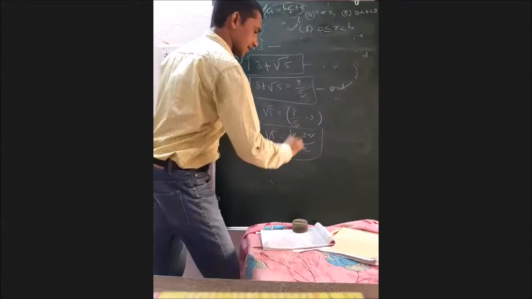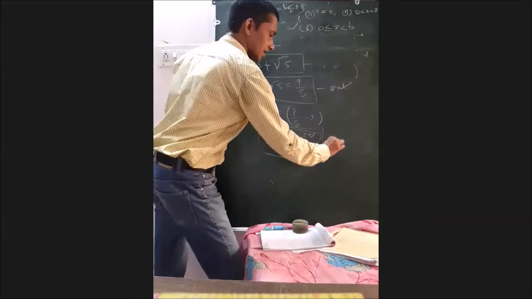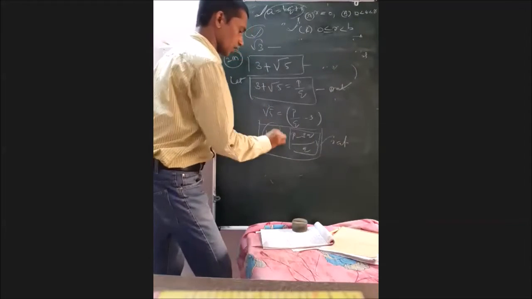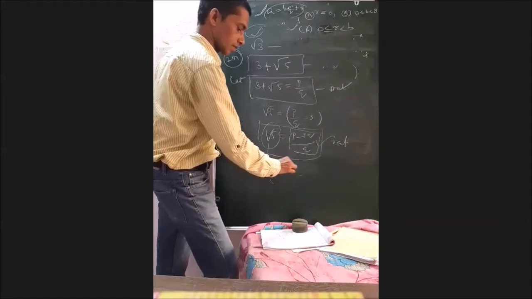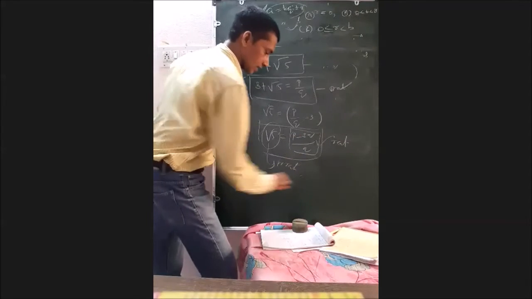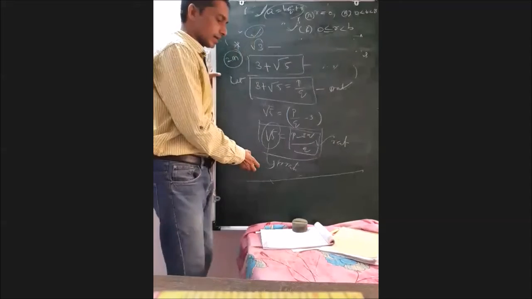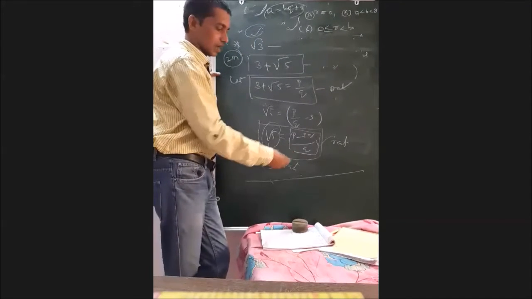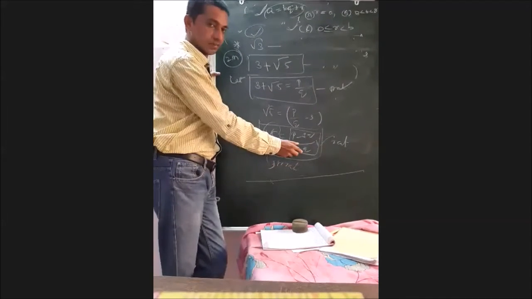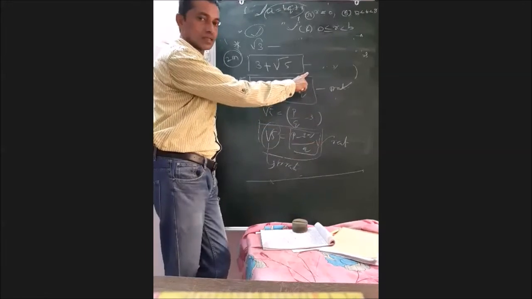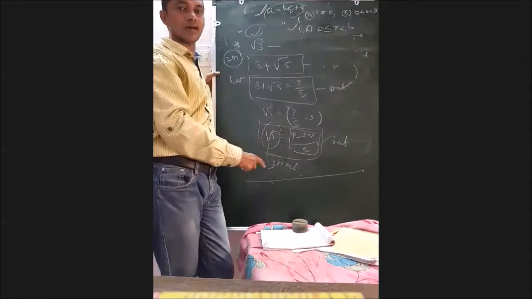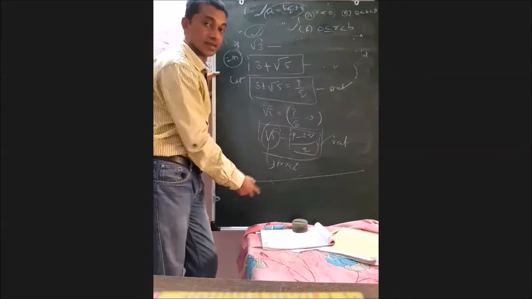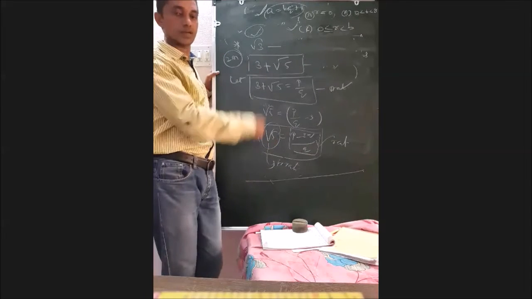Now again, it is a rational number. Root 5 is already proved to be an irrational number. Now what do you have to write here? An irrational number is never equal to a rational number. So our assumption is a contradiction. Then we have to say 3 plus root 5 is an irrational number. That sentence is very important in writing this question.